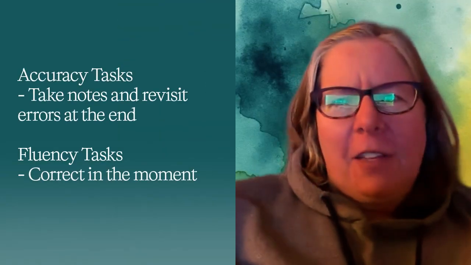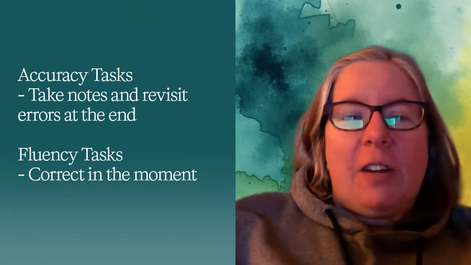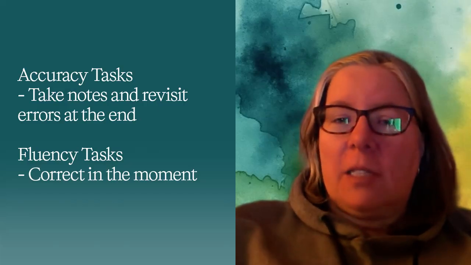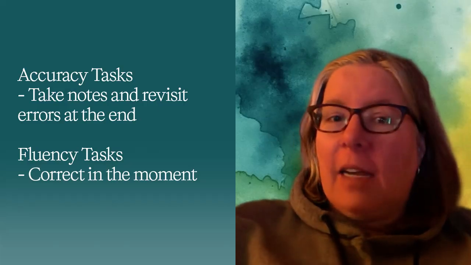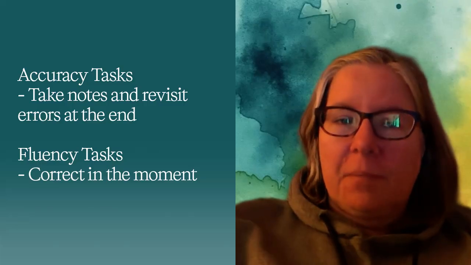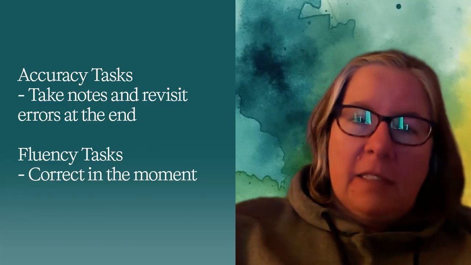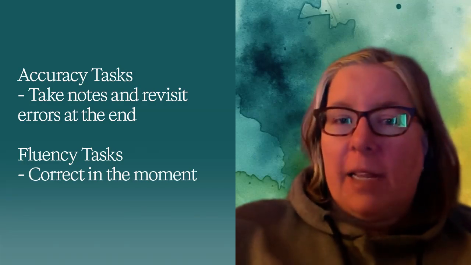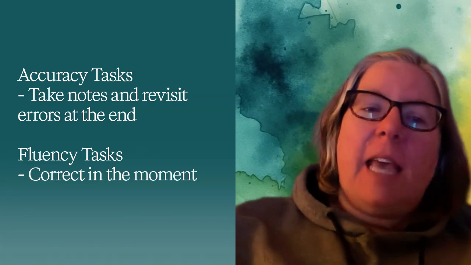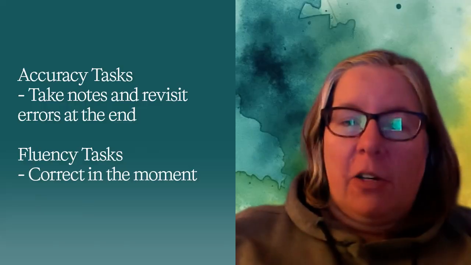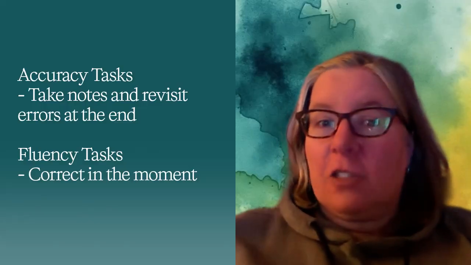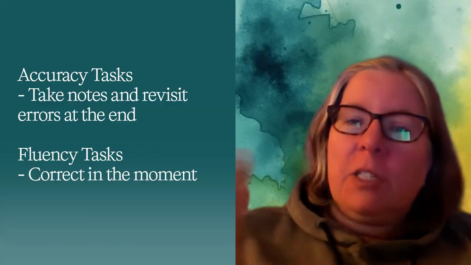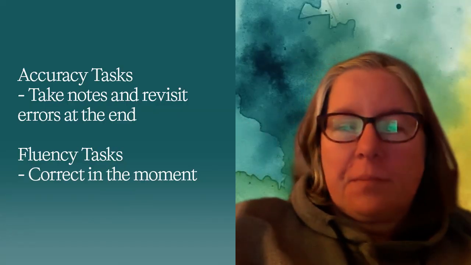So timing is everything when it comes to correction. During fluency tasks like debates or discussions, we want to avoid constant interruptions. Take notes instead and revisit the errors later. During accuracy tasks, where the focus is on grammar or vocabulary, it's okay to correct right in the moment. And at the end of the task, you can review common errors, discuss alternatives, and highlight strong language students used. This way, you're not overcorrecting, but you're still helping them refine their accuracy.